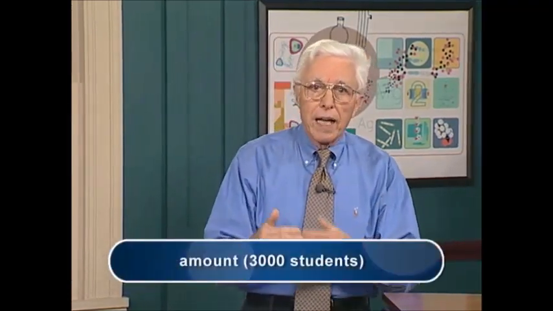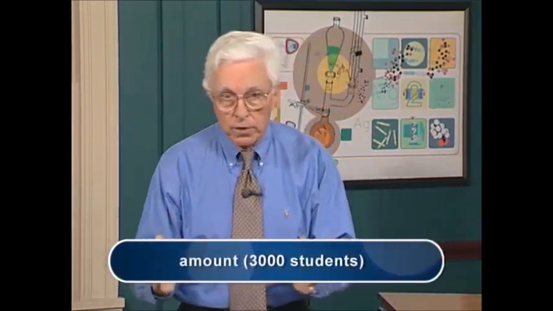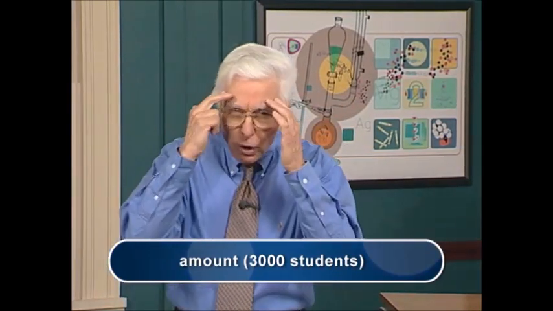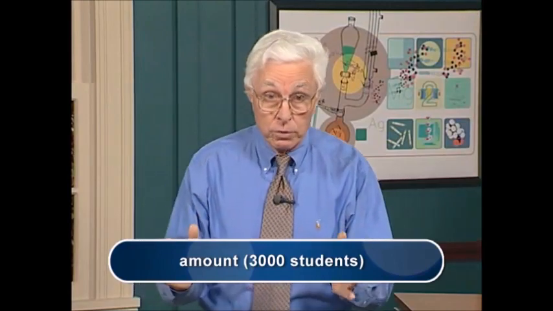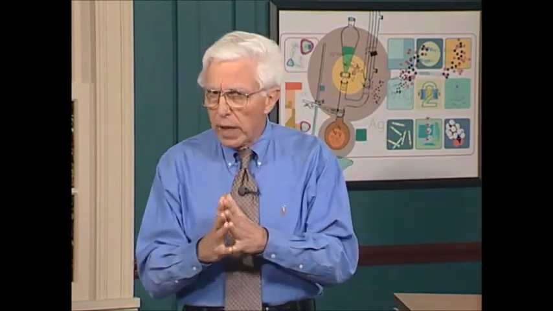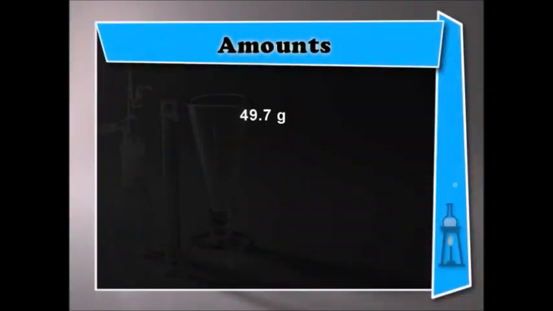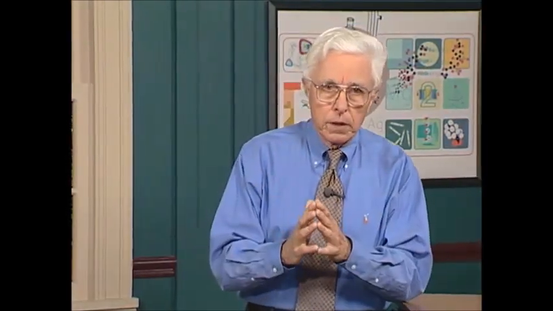3,000 students is what I like to call an amount of something. You can close your eyes and picture 3,000 students, an amount of students. Similar quantities in chemistry might be 49.7 grams of something, or 3.88 liters or milliliters of something, or 9.15 moles of something. They are amounts of something. When you close your eyes, you see a quantity.